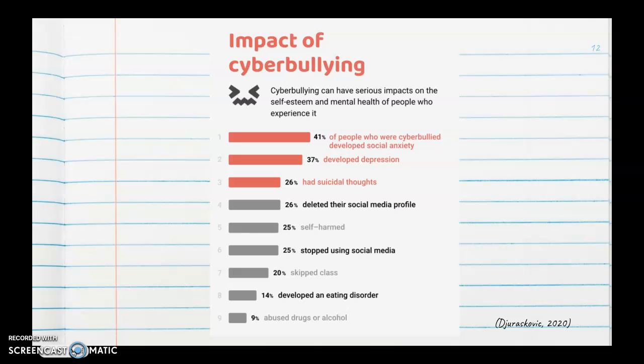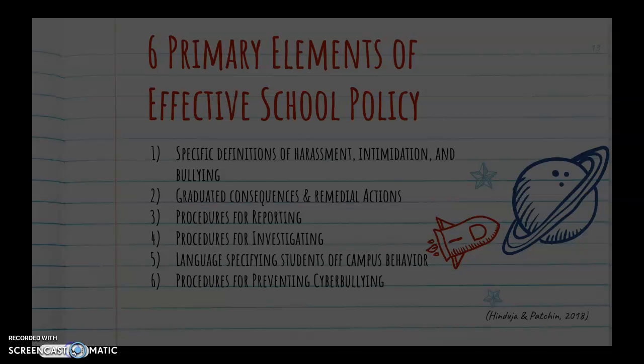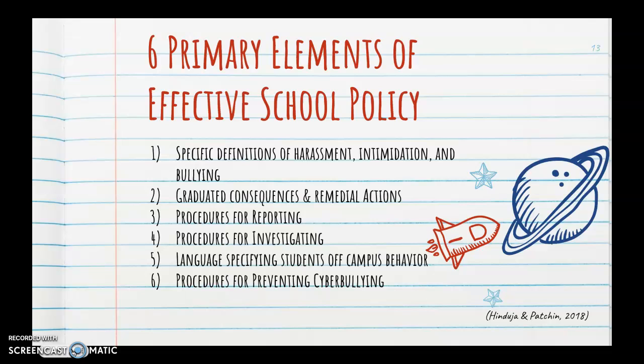So again, here we're just showing the impact of cyberbullying. You know, 41% of people who were cyberbullied developed some social anxiety. They could develop depression, have suicidal thoughts, and then we do see that tendency to abuse drugs or alcohol in there as well. So now I want to move on to the recommended 6 primary elements of effective school policy.